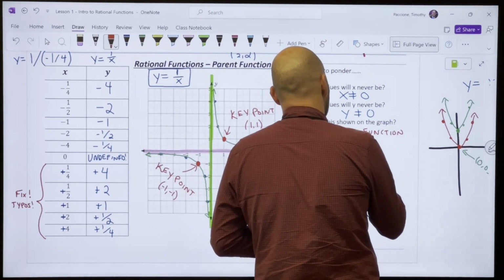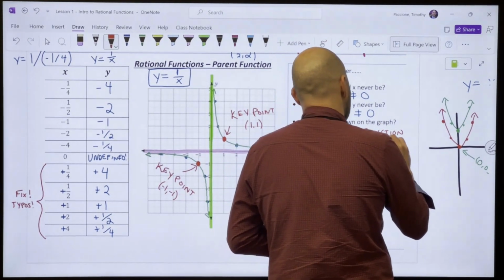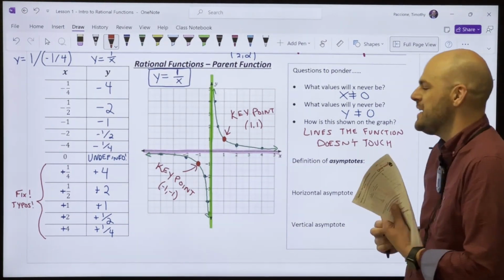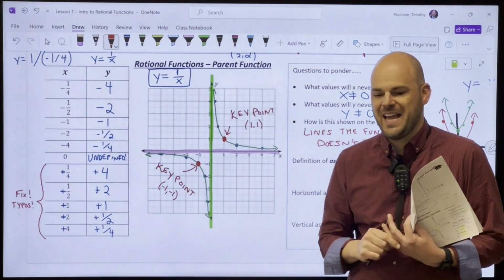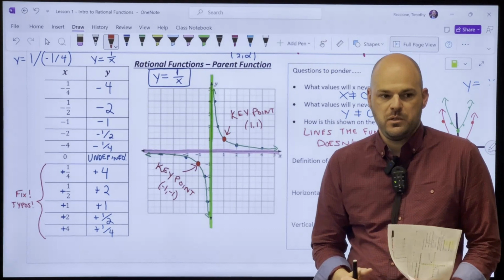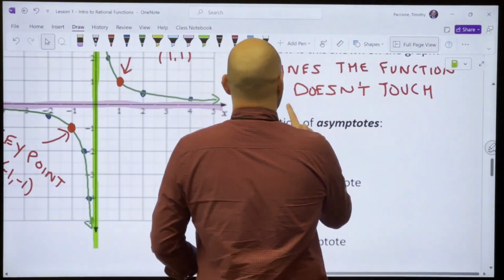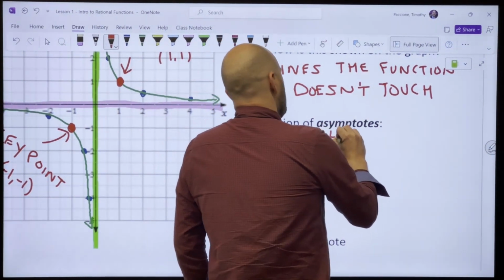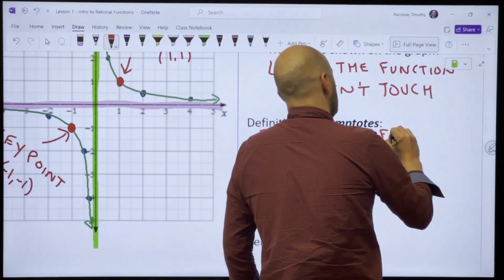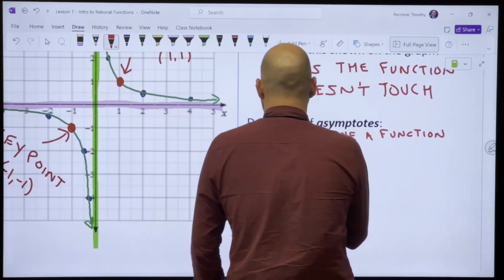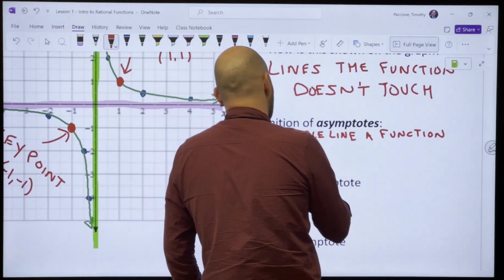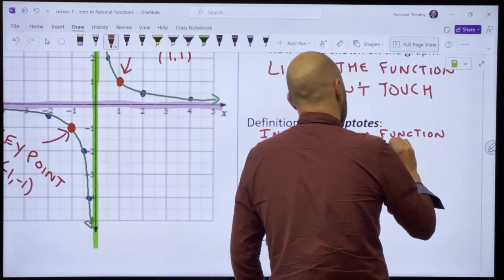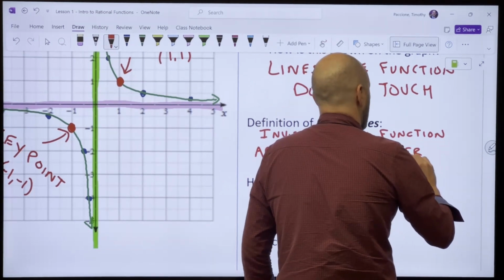And we need a word for them. So, anybody have a guess what that word is? It's actually pronounced asymptote. It's a fun one, huh? Asymptote. So these are what's called asymptotes. The definition for asymptote is an invisible line a function approaches but never touches or crosses for that matter.